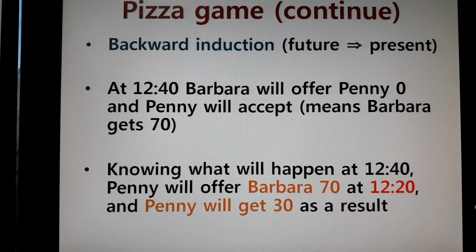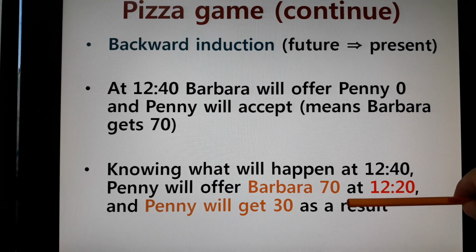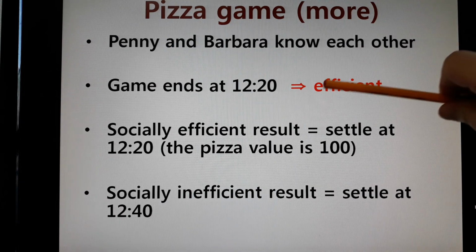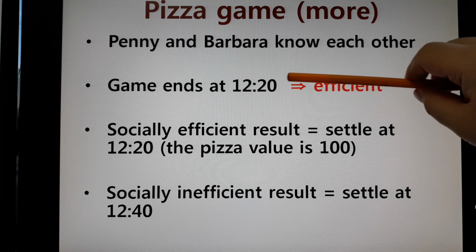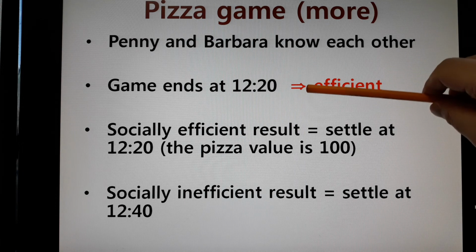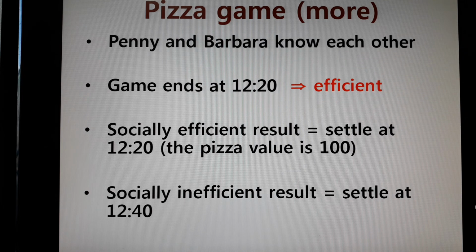And what I want to emphasize is they settled it at 12:20. This is very important. 12:20. Why? Because the fact that the game was settled at 12:20 means the result is efficient. Here, once again, what is efficient? Efficient is making the pie bigger. And at 12:20, the pizza, or the pie, was 100.